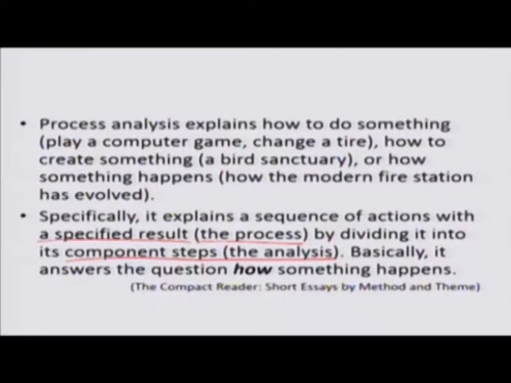So, basically a process analysis explains how something happens. So, these things are very important. So, there is an end result and it is specified. There are no options there. There has to be only one end result. Then it has a series of steps which lead to that specified result.